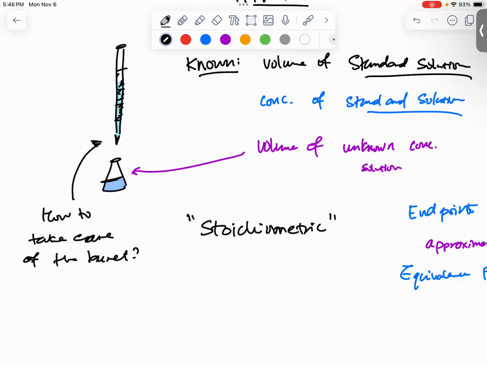Oh, good. Is that on the notes? Yes. So we would always wash it with the standard solution that you're using. Okay. Wash it with standard. Okay. And that's one more thing you need to be careful.